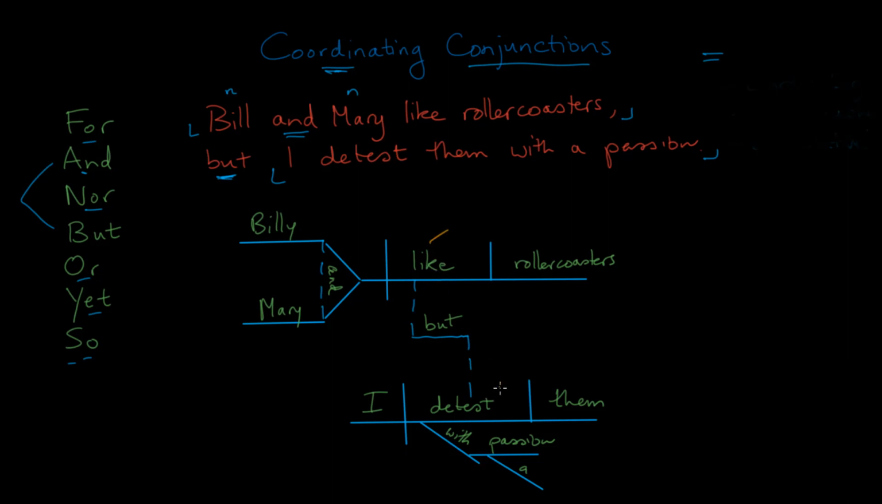Usually when we have a coordinating conjunction between two clauses, we put it between the two verbs. So we have like and detest. Some people do this a little bit differently. So what they do is they basically just have a dotted line at the start, kind of like that. They can write but beside it if they want. And then they have the next clause here right up to this dotted line. So that would be acceptable as well. It's up to you, but we're just going to do it this way where we put the coordinating conjunction between the two verbs.